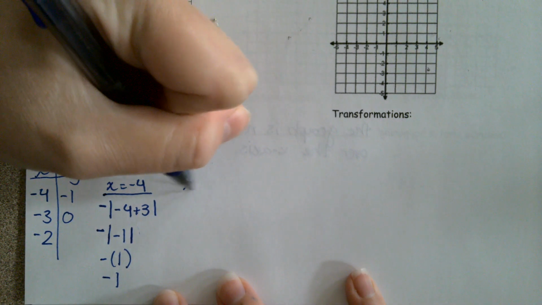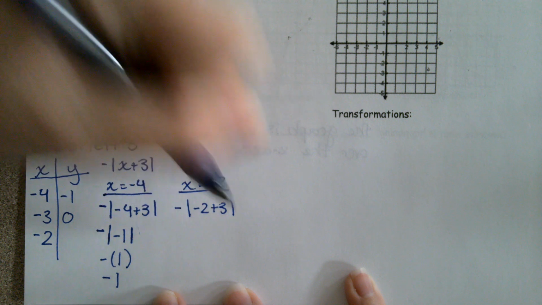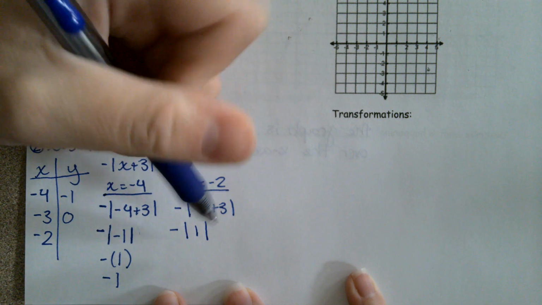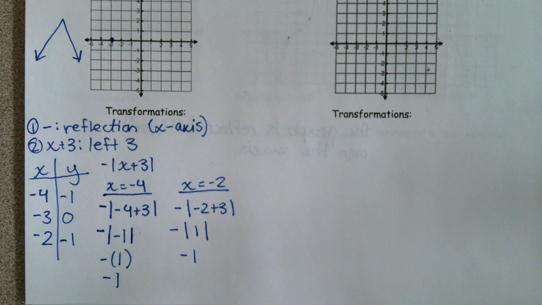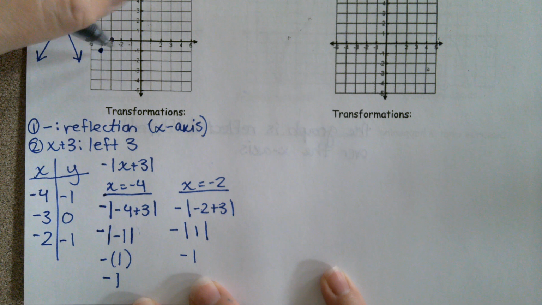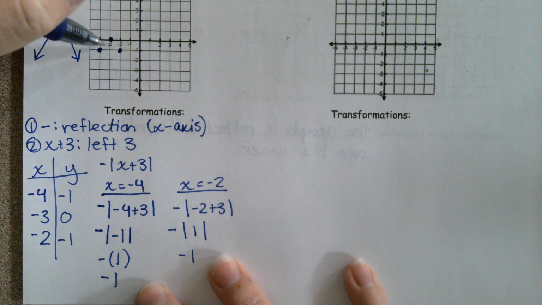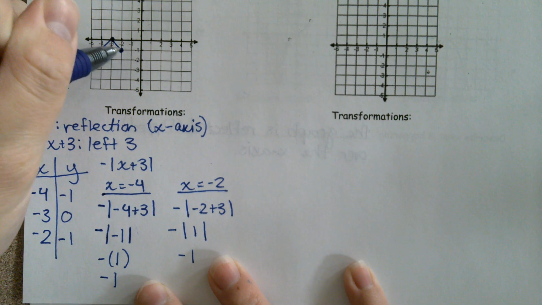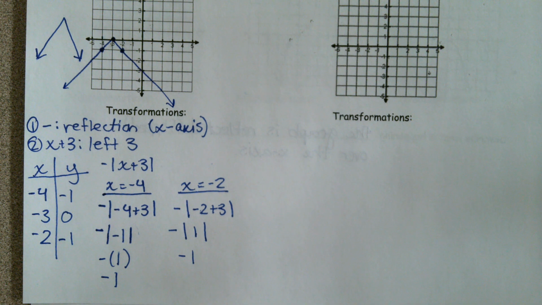Now let's repeat that for negative 2. Negative absolute value of negative 2 plus 3. Negative absolute value, negative 2 plus 3 is positive 1. Absolute value of 1 is just 1. So again, we end up with negative 1 as our final answer. Let's graph. Negative 4, negative 1. Negative 2, negative 1. And again, you can see that V taking shape. And there you have it.